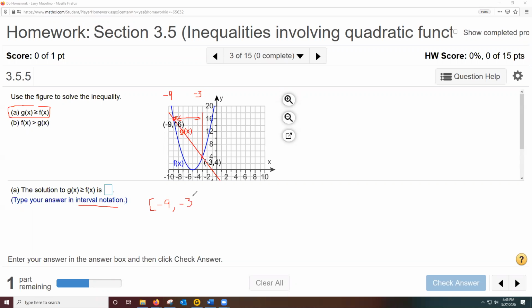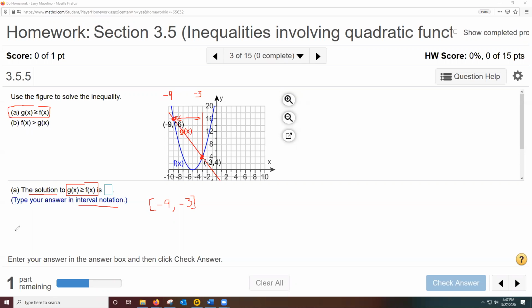And notice I'm putting this in brackets because this was g of x greater than or equal to f of x. So these points that I'm circling here in red are the points where g of x is equal to f of x, because those are the points of intersection. So I want to include those points of x equal -9 and x equal -3 in the solution to part A, because the inequality symbol is a greater than or equal to.